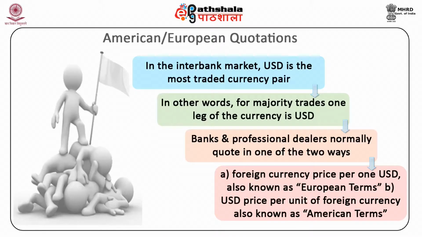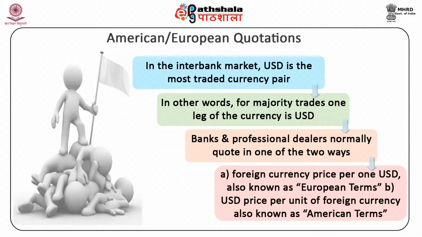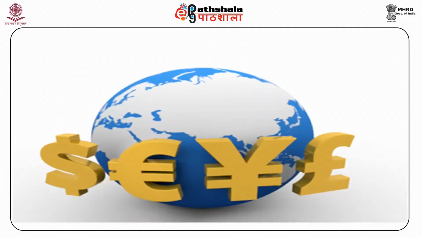Most of the interbank quotations are in European terms except for four currencies. For the Australian dollar, New Zealand dollar, euro, and pound sterling, interbank transactions are in the form of American terms. Most banks quote the price of USD per 1 unit of pound sterling or USD per unit of euro or Australian dollar or New Zealand dollar. Third one is price or volume quotation.